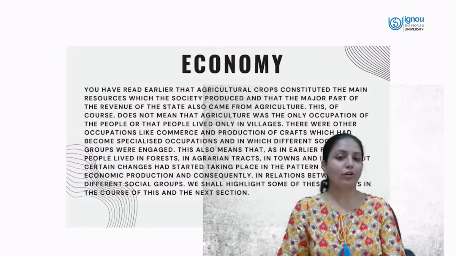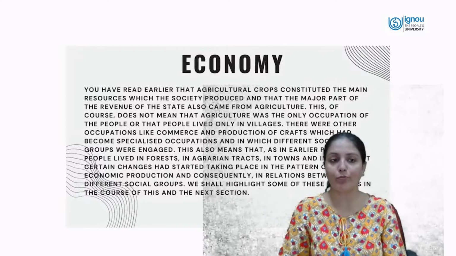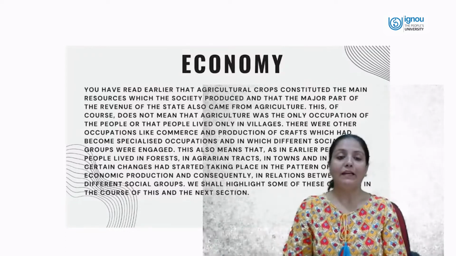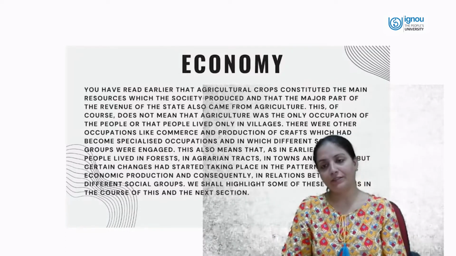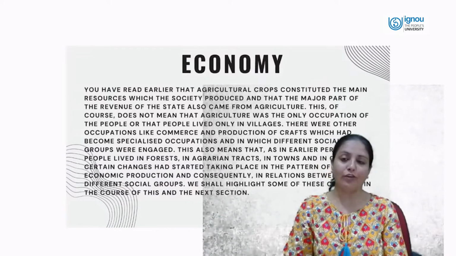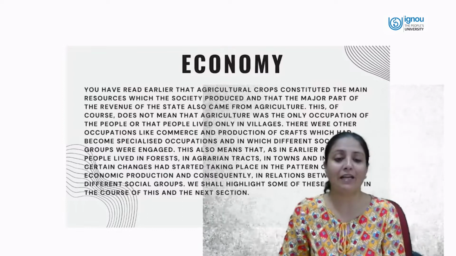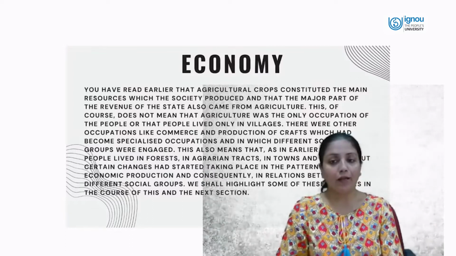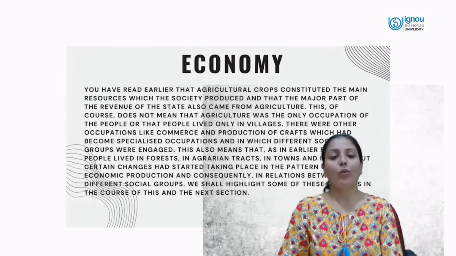This, of course, does not mean that agriculture was the only occupation of the people or that people lived only in villages. There were other occupations like commerce and production of craft, which had become specialized occupations and in which different social groups were engaged.